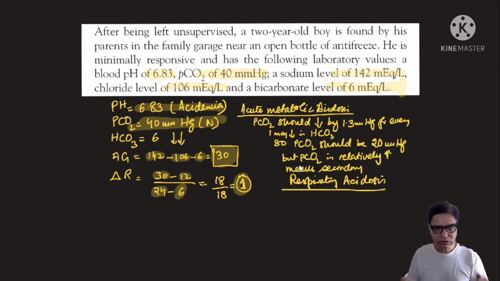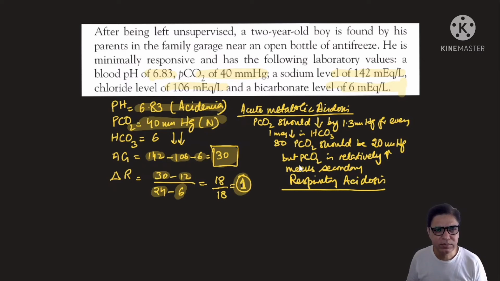So how should this be compensated? When bicarbonate is low, the body would try to compensate by making a respiratory adjustment, in the form of blowing off carbon dioxide, hyperventilating, to bring the CO2 levels down. But here look at the CO2 levels. The CO2 levels have not gone down. They're almost normal.